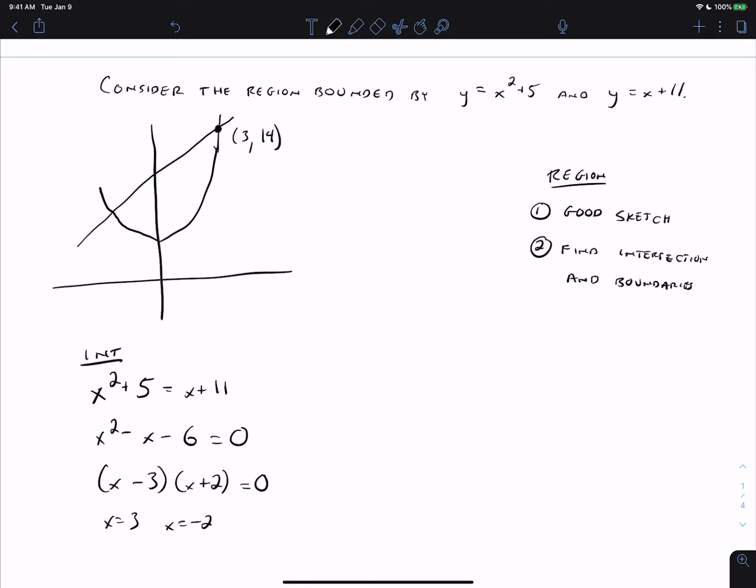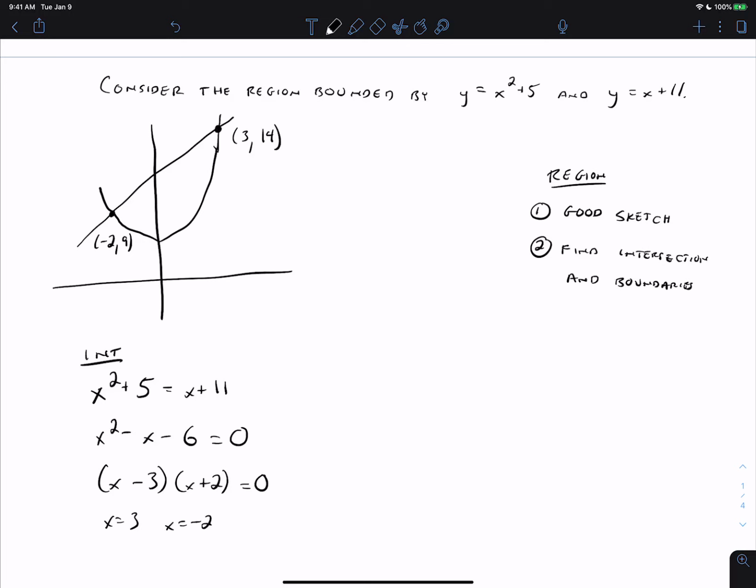And it's smart to plug it into both. So 3 squared plus 5 is 14, and 3 plus 11 is 14. That's more indication that we're correct about that. And then this other point is where x is negative 2. You can plug that into either function and get positive 9. Okay, so we find the intersection points.